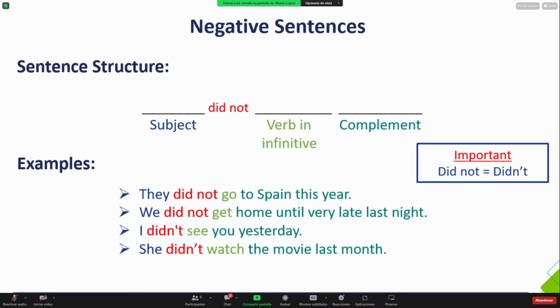Next example, I didn't see you yesterday. No te vi ayer. In this case, we can use didn't instead of did not. Podemos usar didn't en lugar de did not. She didn't watch the movie last month. Ella no vio la película el mes anterior. So, summarizing, we add did not in negative sentences, but we use the verb in infinitive. O sea, en oraciones negativas usamos el did not y el verbo en infinitivo.